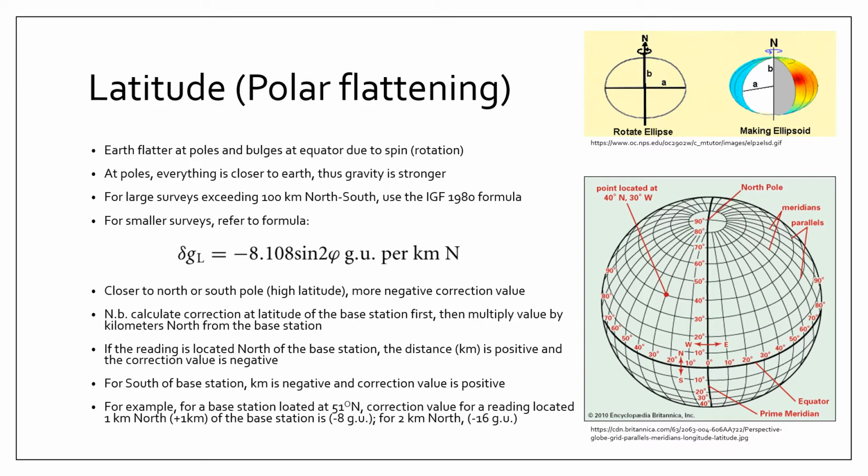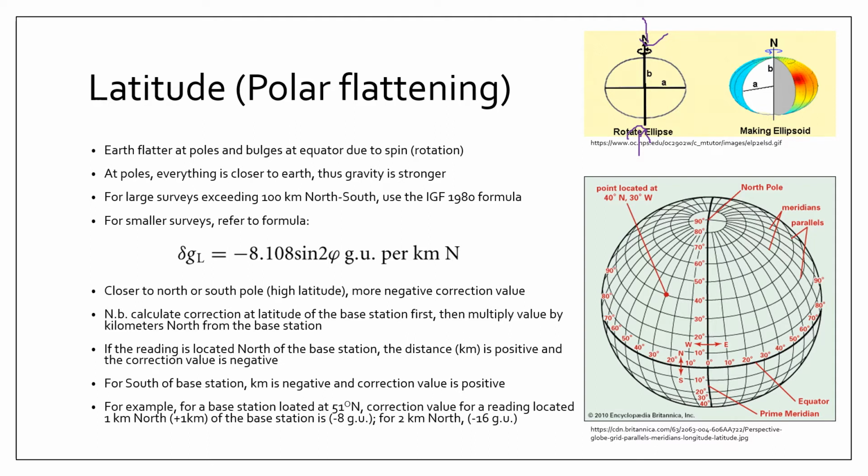As discussed previously, the Earth is flat at the pole and bulging at the equator. Okay, and any north-south movements or north-south distances between your survey stations, you have to correct that for latitude or polar flattening.